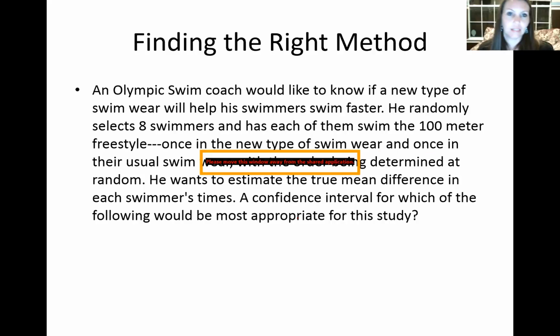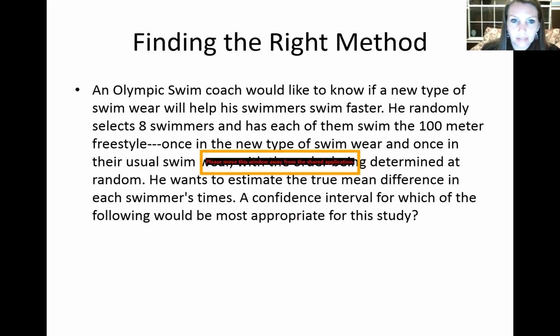All right, an Olympic swim coach would like to know if a new type of swimwear will help his swimmers swim faster. He randomly selects 8 swimmers and has each of them swim the 100-meter freestyle, once in the new type of swimwear and once in their usual swimwear, with the order being determined at random. He wants to estimate the true mean difference in each swimmer's times. A confidence interval for which of the following would be the most appropriate for this study?